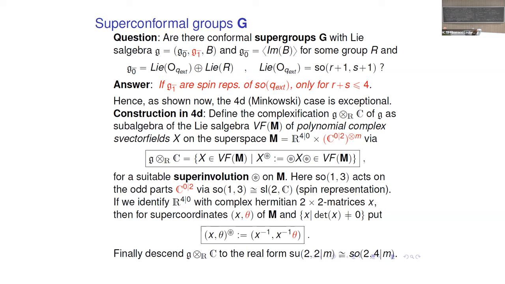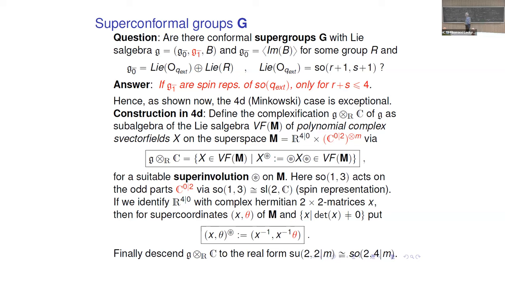And the Hermitian matrix can be inverted on a dense open subset. Of course, you have poles. This is like in the classical case. And the inverted matrix also acts on the odd part, because the 2x2 matrices act on the vectors in C^2, whether even or odd, the formula doesn't care. You see, it's an involution.